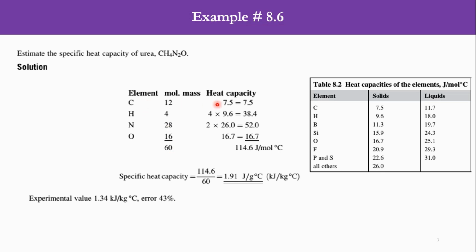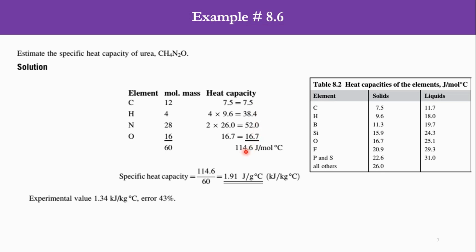Now you see only one carbon element is involved, and urea is a solid system. So we will use this column. For carbon, it is 7.5. For hydrogen, since four hydrogen atoms are involved in the system, 4 into 9.6, we get an answer of 38.4. For nitrogen, as I have said, there is no information on nitrogen over here, but choosing the "all other" value, we can select 26. So 2 multiplied by 26 will give an answer of 52. For oxygen, 1 into 16.7 is 16.7.